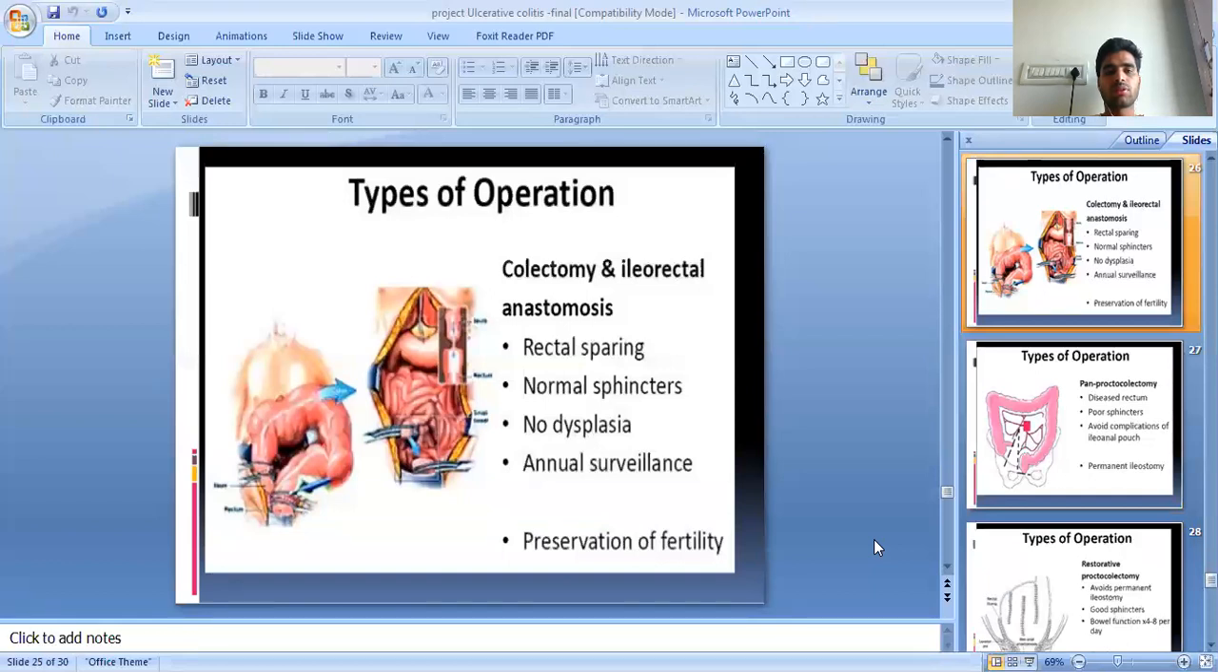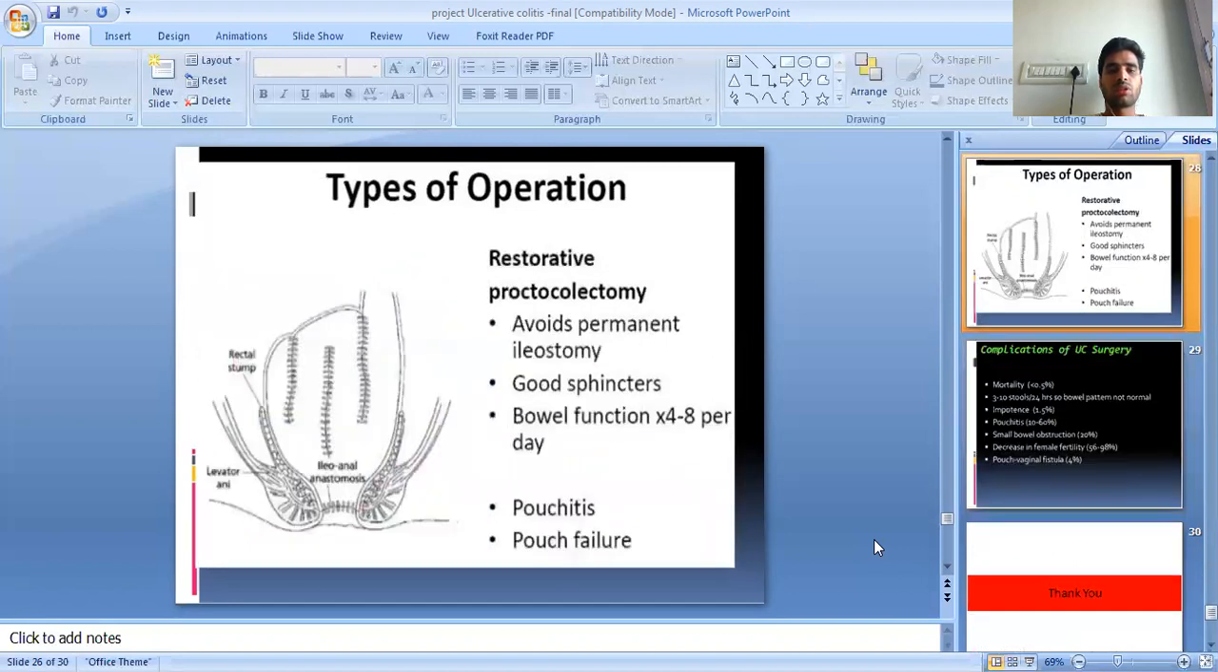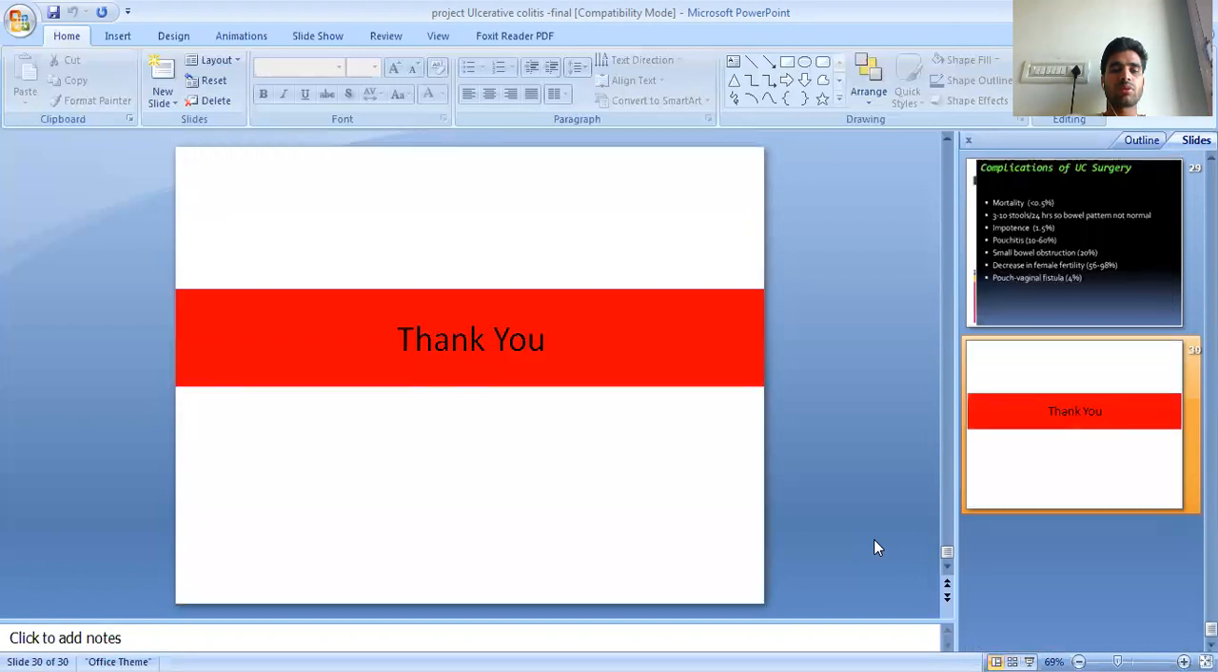Types of operation include colectomy with rectal anastomosis. This is the procedure of types of operation. Second, proctocolectomy, restorative colectomy. Complications of surgery: mortality is high, impotence, pouchitis, small bowel obstruction, pouch vaginal fistula.